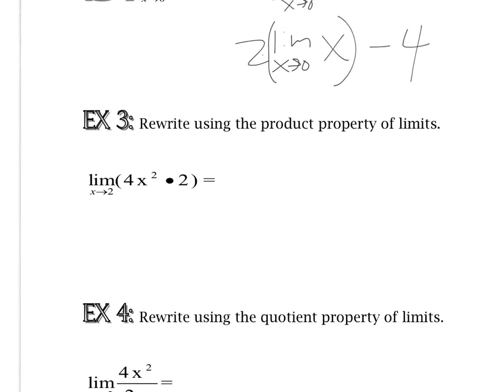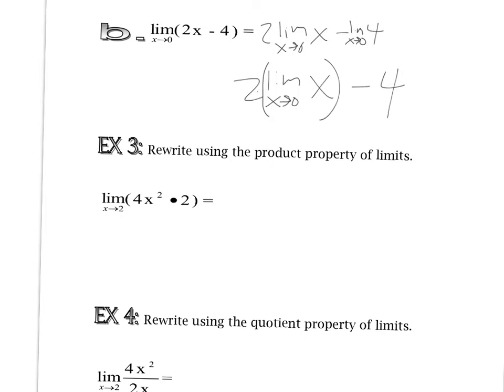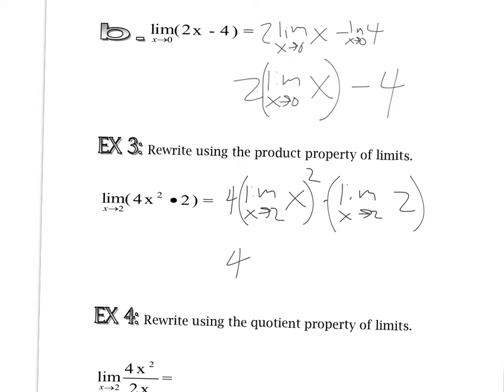Alright, the next one's talking about using the product property. So if we were to rewrite this, it could be 4 times the limit as x approaches 2 of x, and if we wanted to, we could even bring that square out here, times the limit as x approaches 2 of 2. And remember, I'm kind of evaluating here, but to show you some of these steps, you could write it like this.